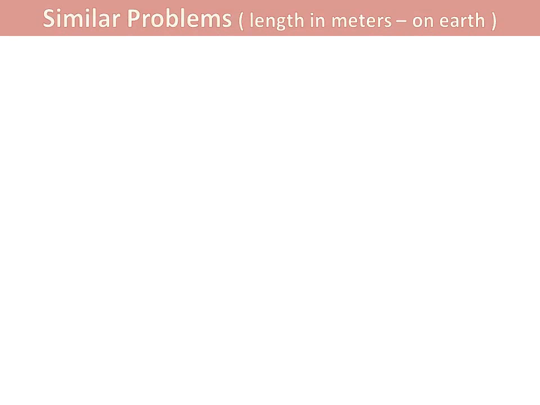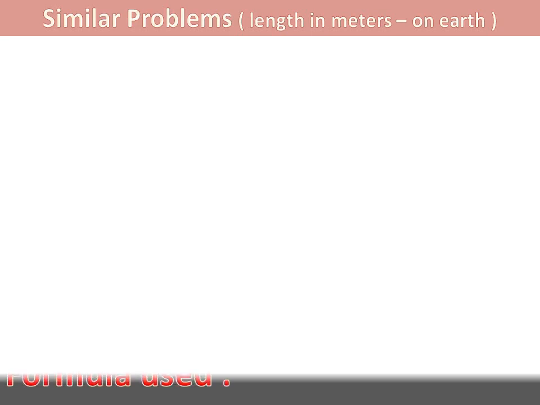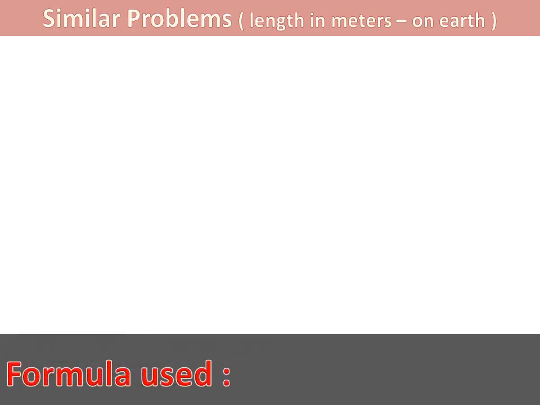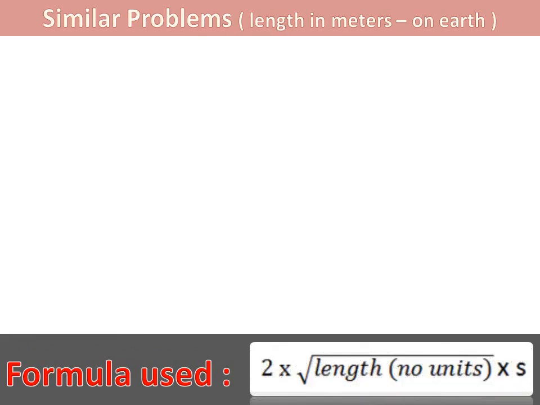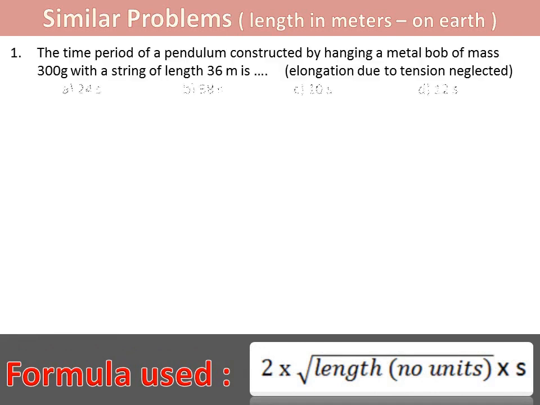Let us see some similar problems where the question is given with length in meters, and we have to find the time period on Earth. The formula we are going to use is 2 times the root of length with no units, in seconds. Let's see how quick we can do that. So in this question we are not bothering about any mass. So 36, root of 36 is 6, 6 twos are 12, 12 is the answer.